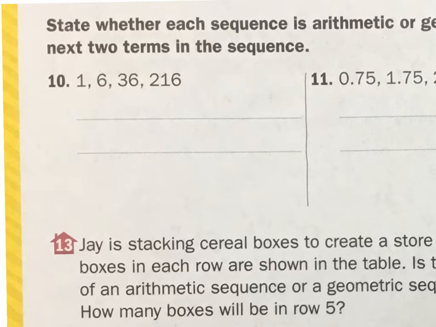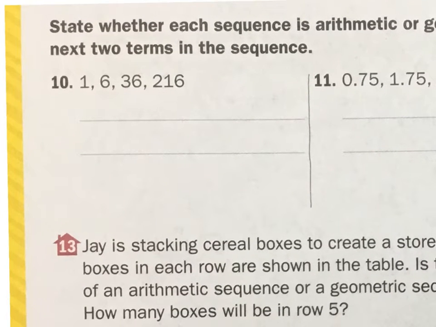Okay. So I go from 1 to 6. I'm either adding 5 or timesing by 6. If I add 5, 1 plus 5 is 6. 6 plus 5 is 11. Nope. Let's multiply by 6. 1 times 6 is 6. 6 times 6 is 36. 36 times 6 is 216. So for this one, it is geometric, and it says find the next 2 terms in the sequence.